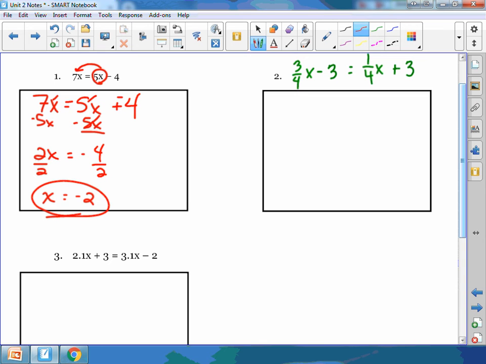All right? How about on number 2? How many of you added 3 to both sides first? How many of you subtracted 1/4 x from both sides? Oh, that's popular. Okay. So after you subtracted 1/4 x, tell me what this whole thing cleans up to look like after you combine and clean it all up.